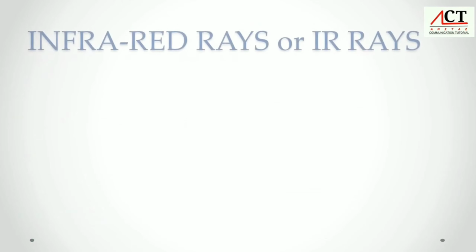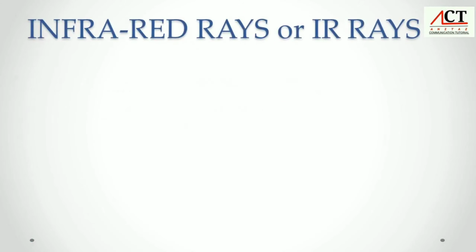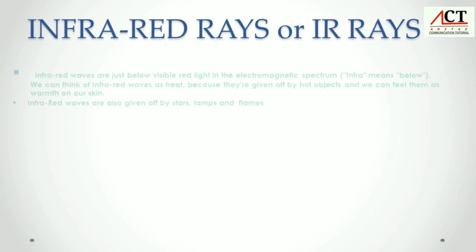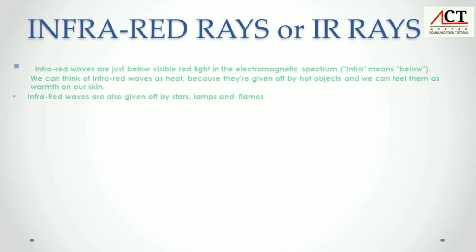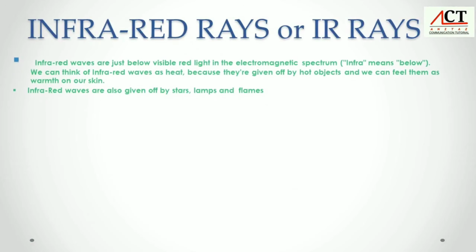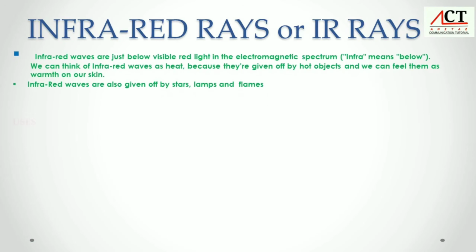Coming to the next, that is infrared rays or IR rays. Infrared waves are just below the visible red light in the electromagnetic spectrum. Infra means below. We can think of infrared waves as heat because they are given off by hot objects.